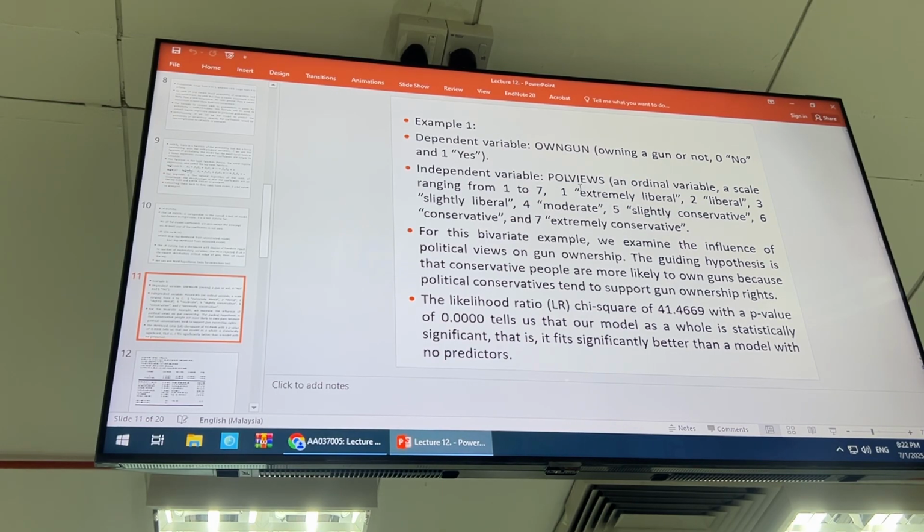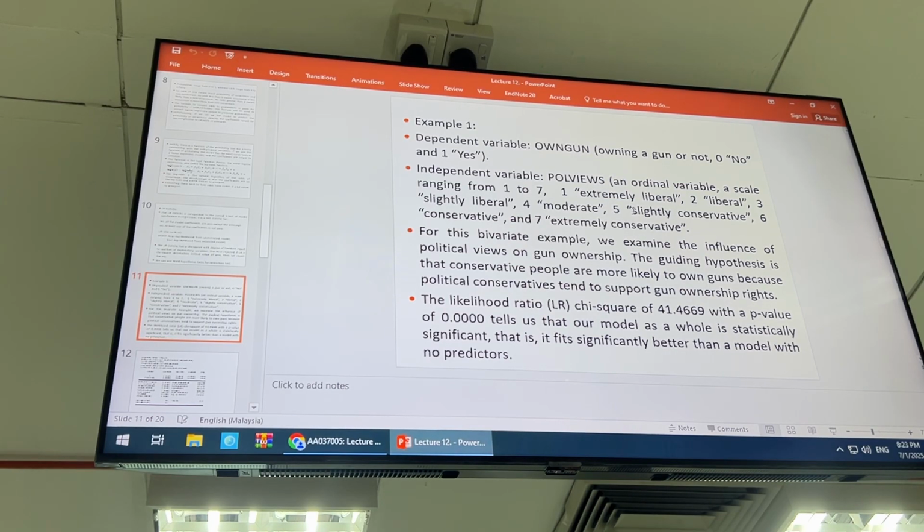So basically here we want to predict the probability of owning a gun based on the respondent's political views, whether each level of political views influences the probability of that particular person owning a gun. For this bivariate example, we examine the influence of political views on gun ownership. The guiding hypothesis is that conservative people are more likely to own guns because political conservatives tend to support gun ownership rights.